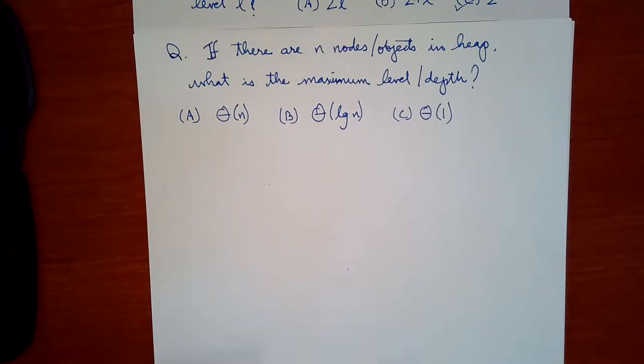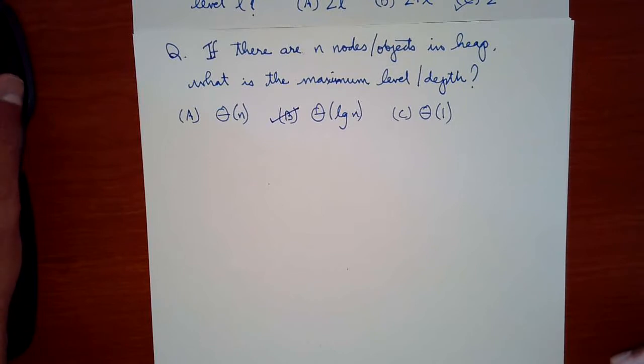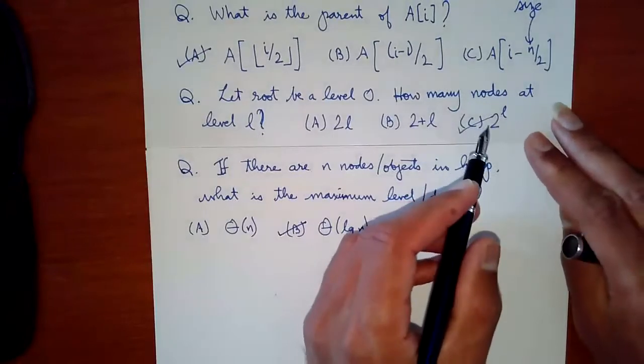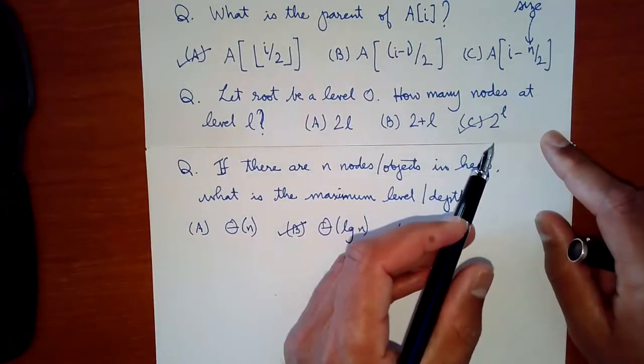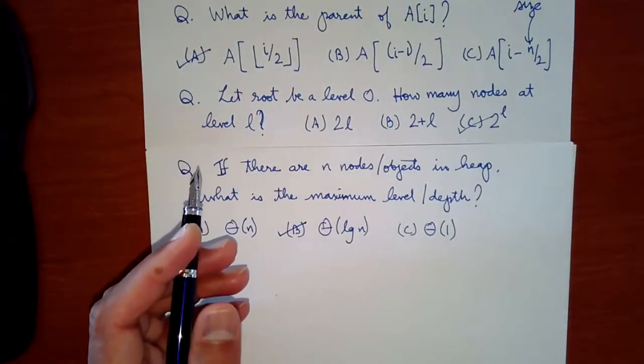Okay, good. So you all see that it's theta of log n. It's basically just log n, maybe plus minus 1. And there are multiple ways of seeing this. One way to see this is by looking at this question: the number of nodes at level L is 2 to the L. So you have to go up to log n levels before you can actually have n nodes.